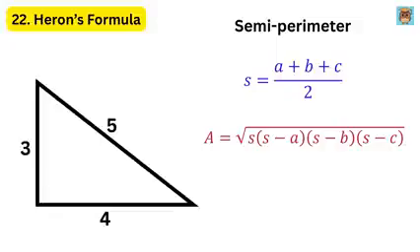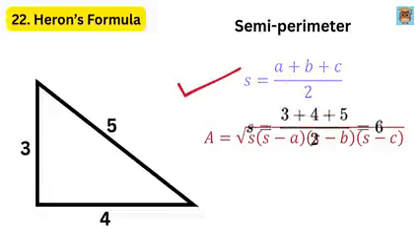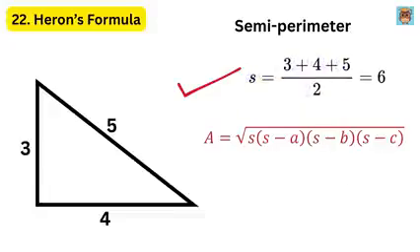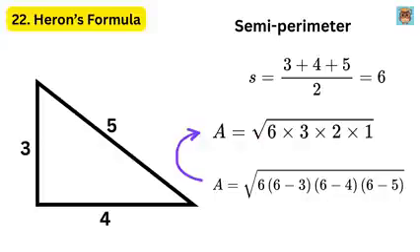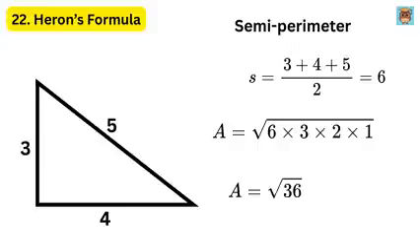For example, take a triangle with sides 3, 4, and 5. First, find the semi-perimeter. 3 plus 4 plus 5 is 12, divided by 2 gives 6. Now, apply the formula. Area is square root of 6 times (6 minus 3) times (6 minus 4) times (6 minus 5). This simplifies to square root of 6 times 3 times 2 times 1, which is square root of 36, giving an area of 6 square units. This method is especially useful when the height of the triangle is unknown.